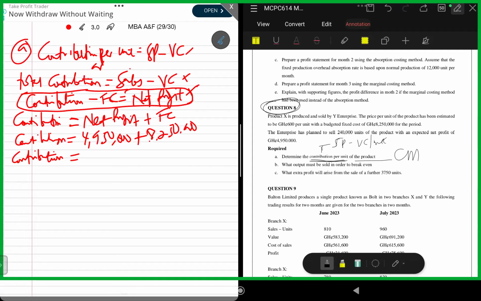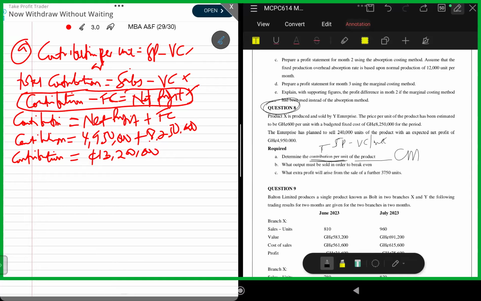What do we have in total? 13,200. 30 million. 200,000. So you see, this is the total contribution.